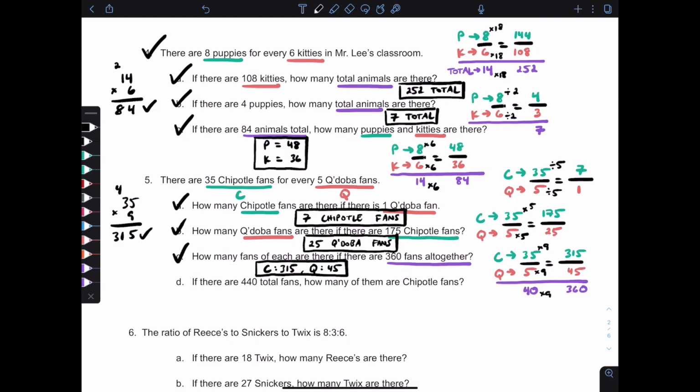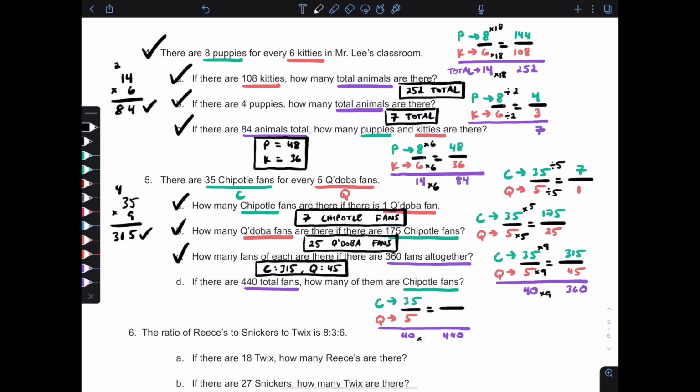Part C, complete. What if there are 440 total fans? How many of them are Chipotle fans? Okay, that's nice. We don't have to find the Qdoba if we don't want to. We just have to find Chipotle fans. And so we have, where should I put this? I'll put this right here. And I'll put my total here, 440. Well, we know this is 40. So this is 440. 4 times what is 44 if you ignore those zeros?